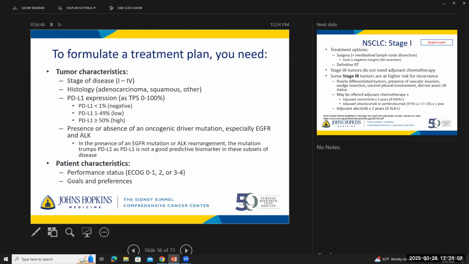We generally offer treatment to patients who have an ECOG performance status of 0, 1, and 2. We do not usually offer treatment to people who have an ECOG performance status of 3 or 4. We recommend best supportive care or hospice because those patients are unlikely to tolerate our treatments very well, and they could actually be more sick from treatment. And then, of course, what are the patient's goals? Maybe the patient doesn't want to undergo treatment, and that's something we have to respect, even though it might not be what we would choose as an individual. It's not about what we would choose, it's what the patient wants.